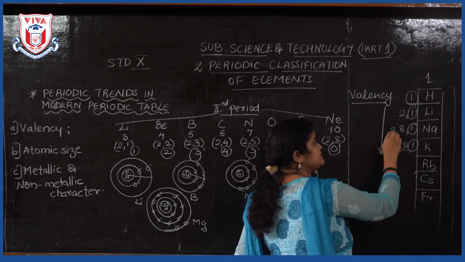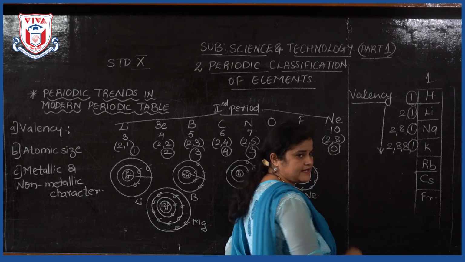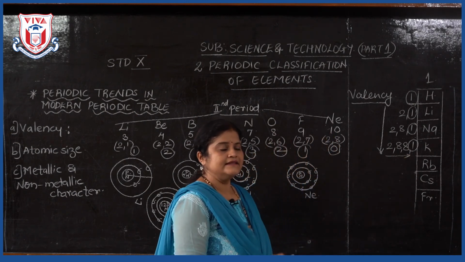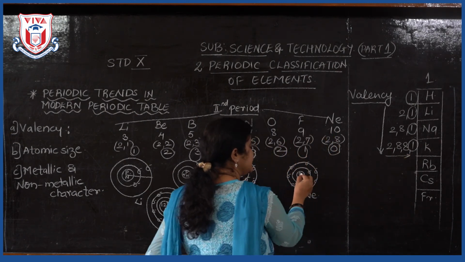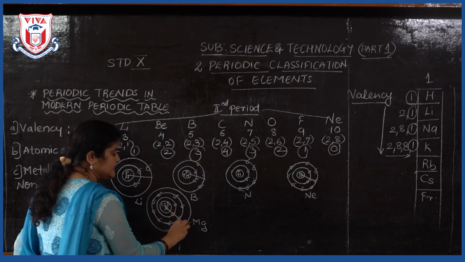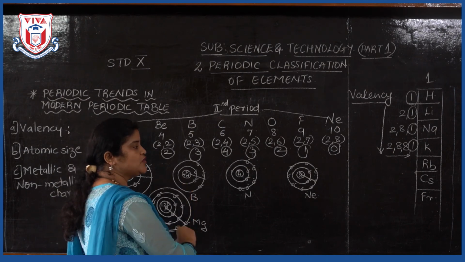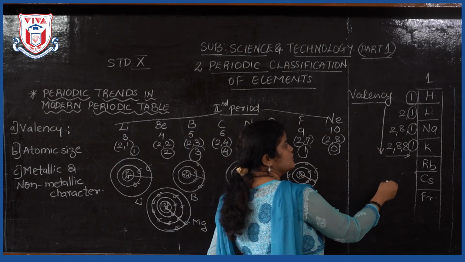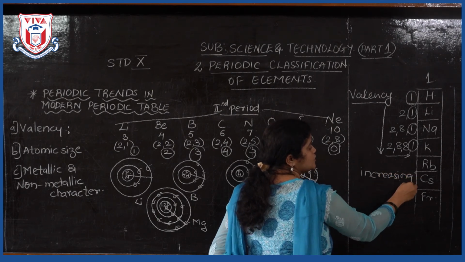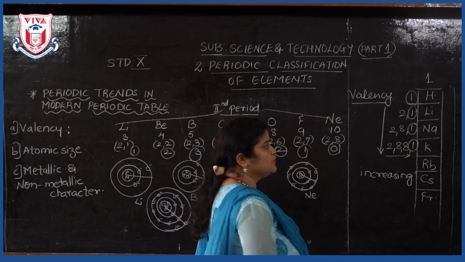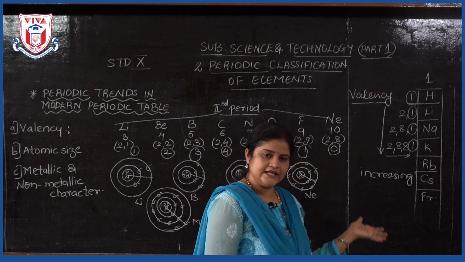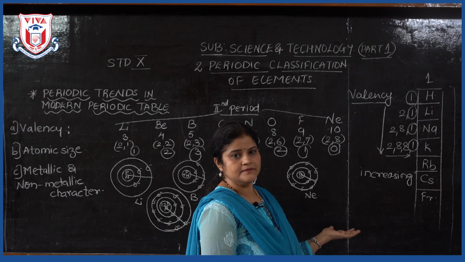Then for sodium, it becomes 3. For potassium, it increases to 4. So it is clear that the distance between the center and the outermost shell goes on increasing. So the atomic size here goes on increasing. Okay, so atomic size in a group increases from top to bottom, exactly the opposite of what happens in a period.